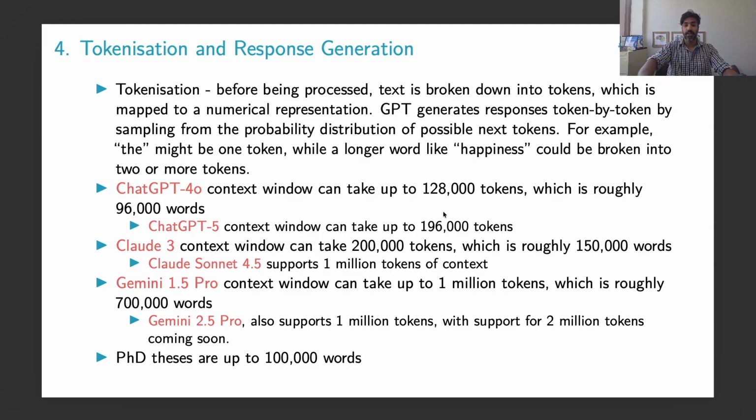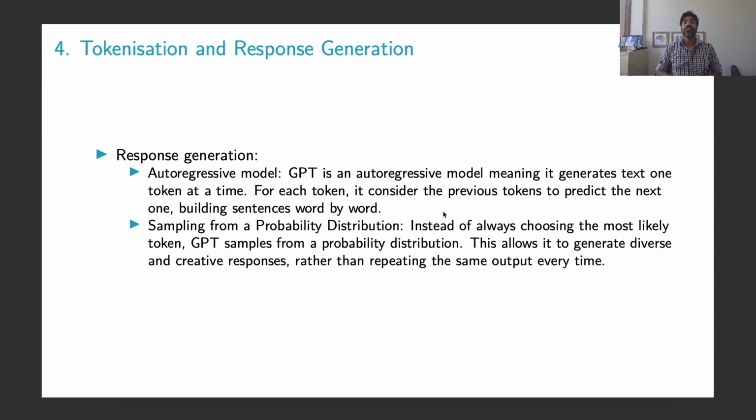So that's really, really useful. So in tokenization and response generation, the key thing here is that it's an autoregressive model. What that means is it generates text one token at a time, and for each token, it considers the previous tokens to predict the next word. So building sentences word by word, like we discussed already.